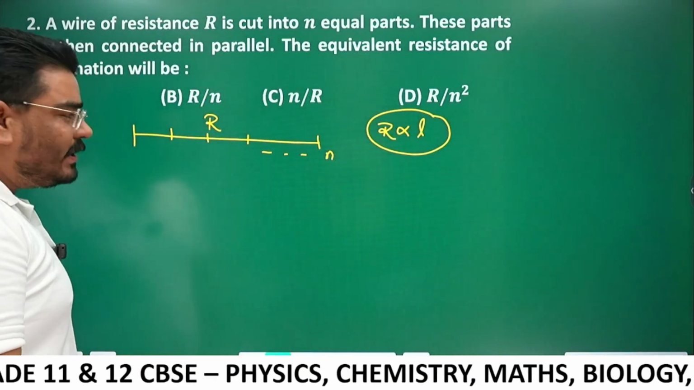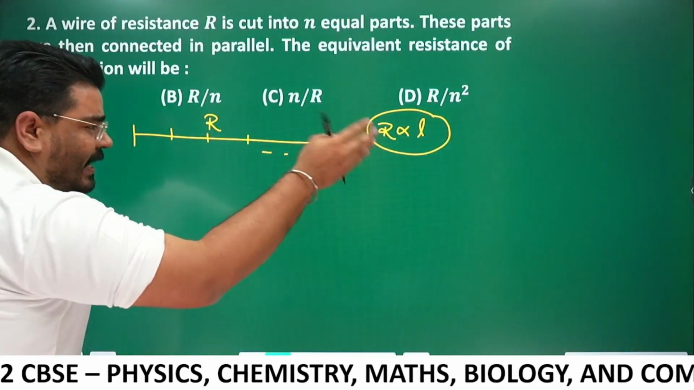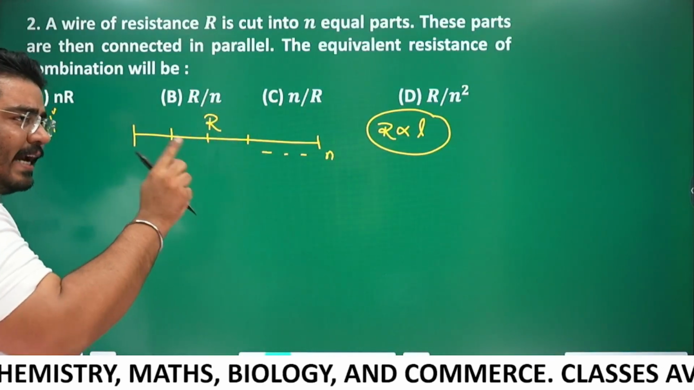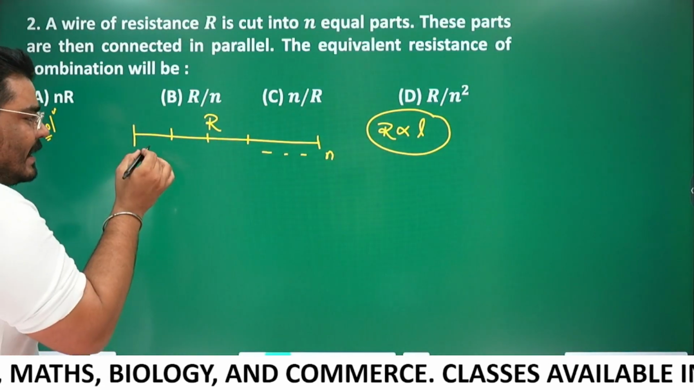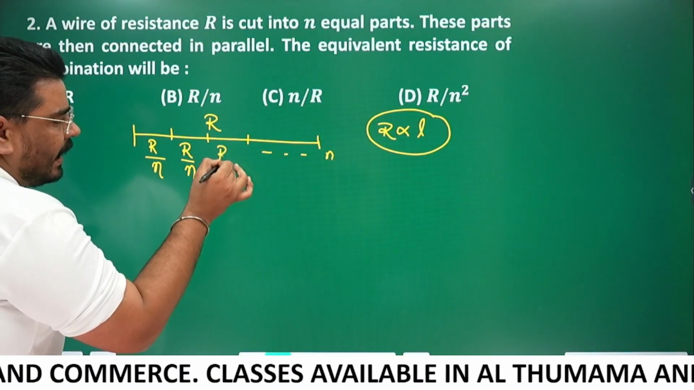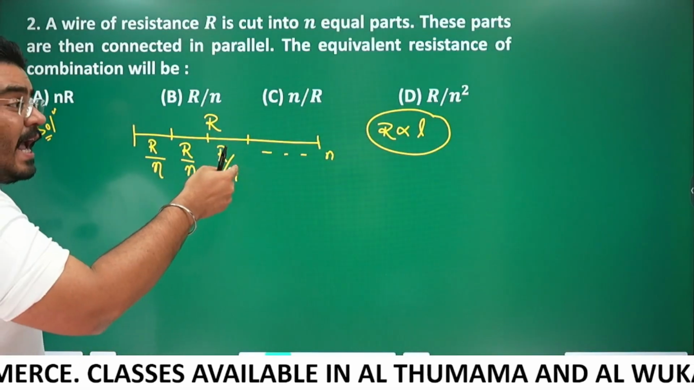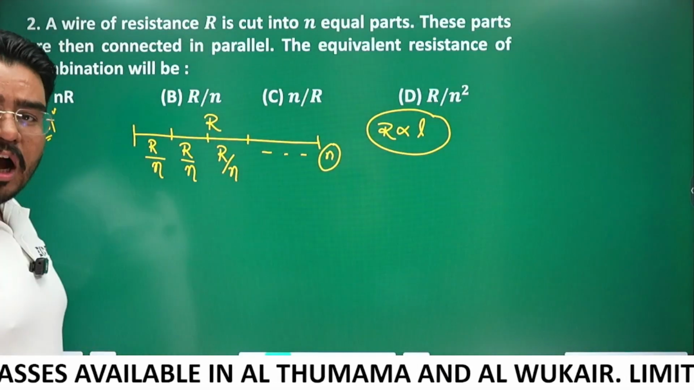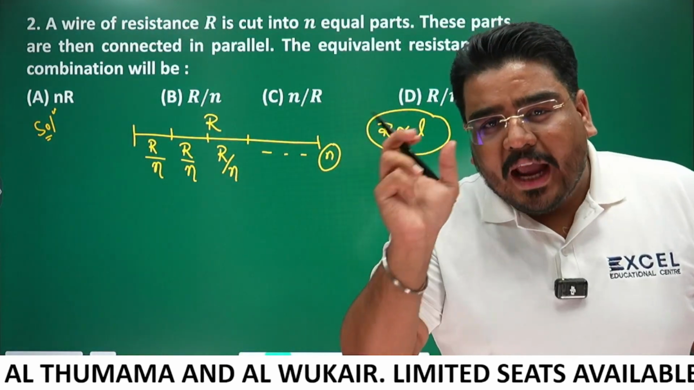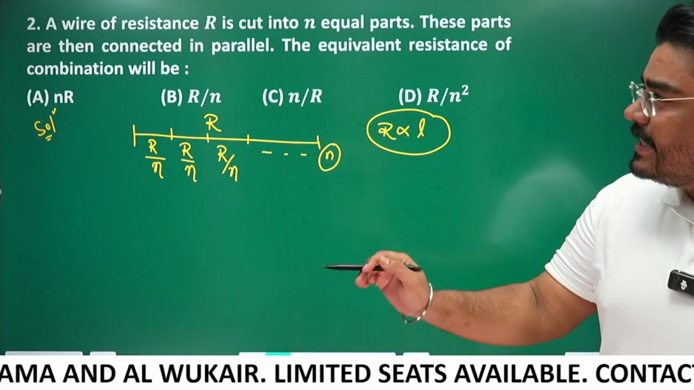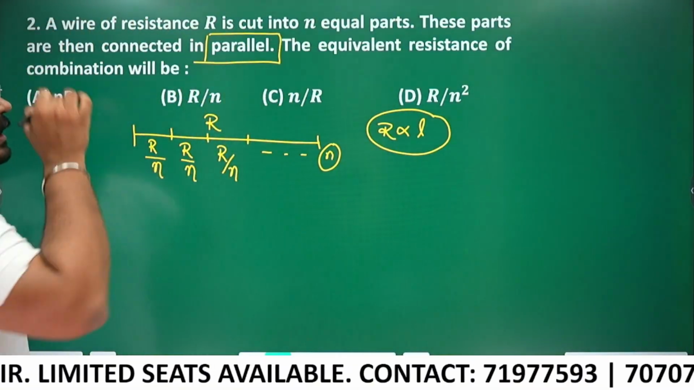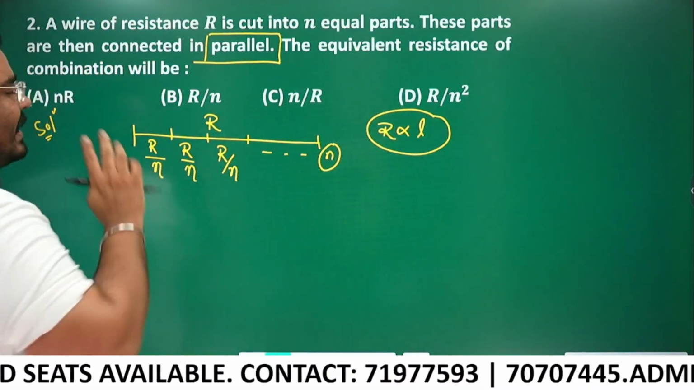So that means if I cut this into n equal parts, each piece will have a length 1 by n times. So the resistance of each part will also become R by n, R by n, R by n. How many R by n? n number of R by n small pieces of wire you have with you. They are saying that these are connected in parallel. If they are connected in parallel, they are asking to find the equivalent resistance.